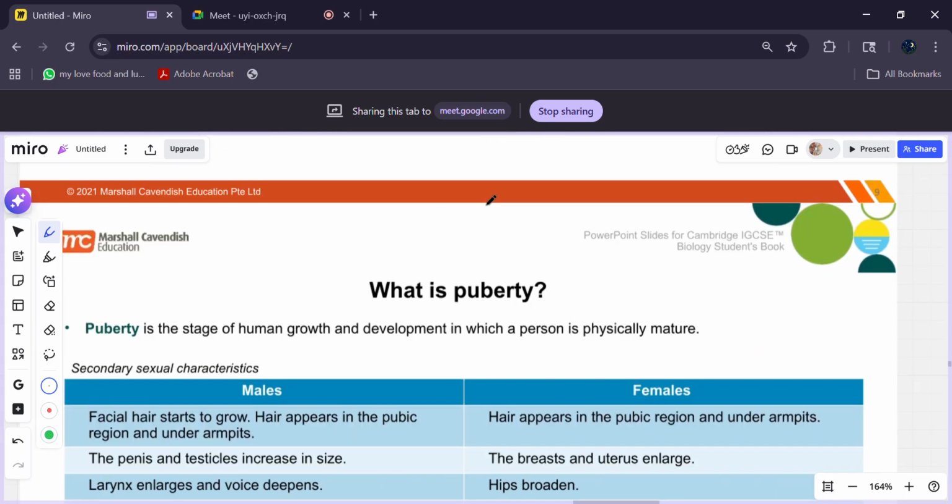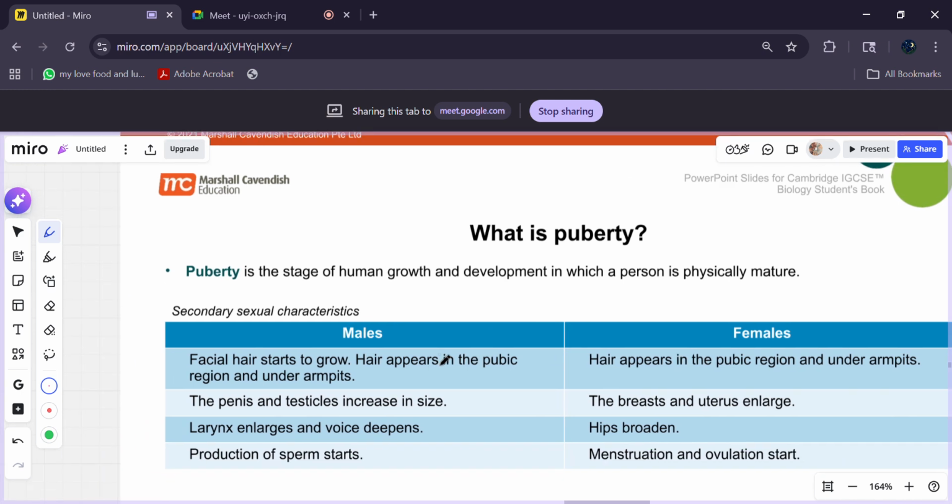So what is puberty? Puberty is a stage of human growth and development when a person becomes physically mature. That means that when a person reaches a certain age, the body begins to become physically mature. That means the secondary sexual characteristics are produced. That is growth of hair on body parts, the increase in size of sexual organs, and the beginning of the menstrual cycle, and so on.